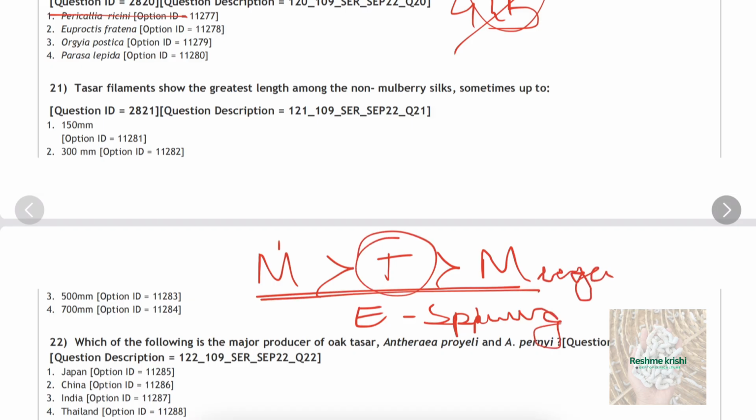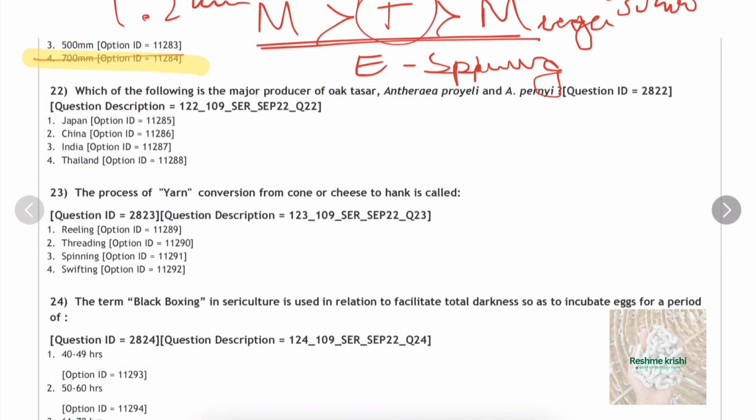Okay, tassar. How much does the tassar come to? This one comes to approximately 1.2 kilometers. This one will also come around 300 to 400. Then tassar will be around 700. Okay, option D is the correct answer.